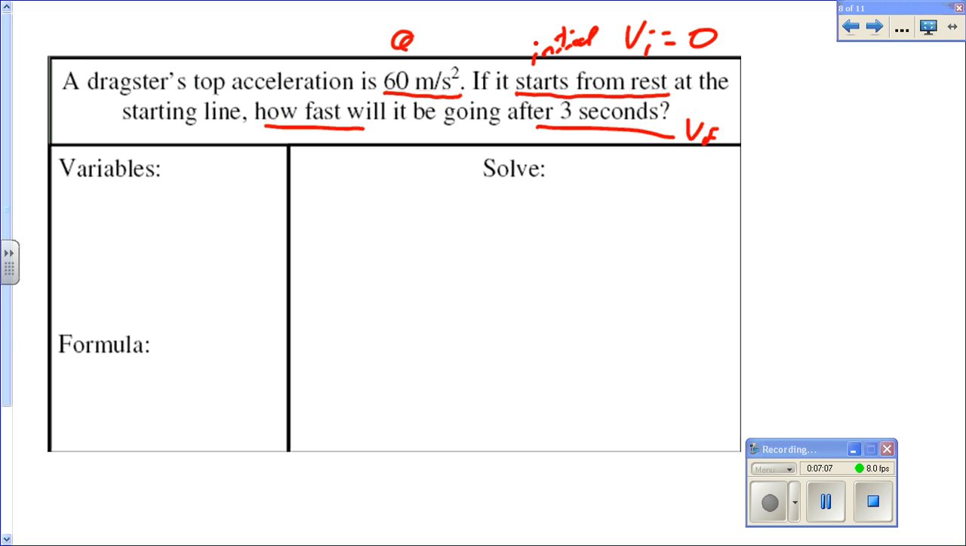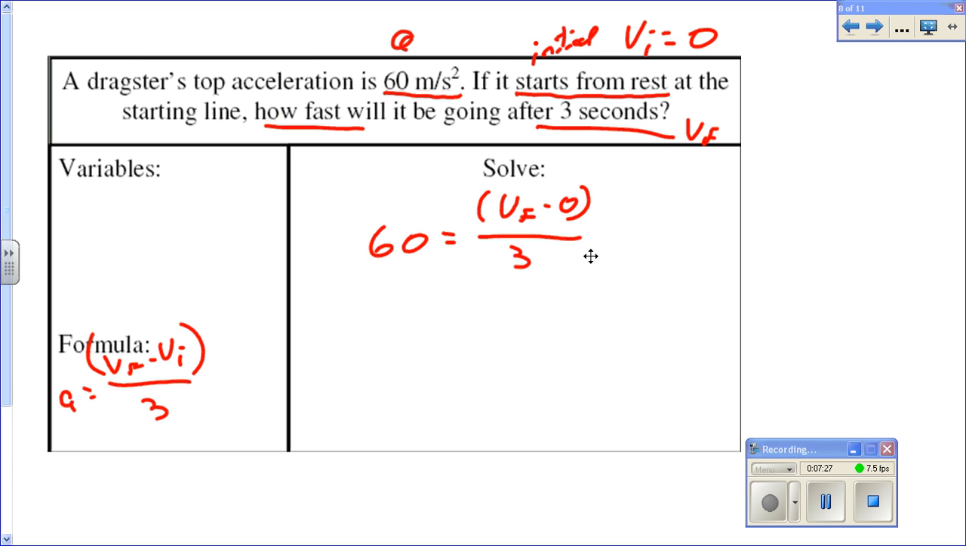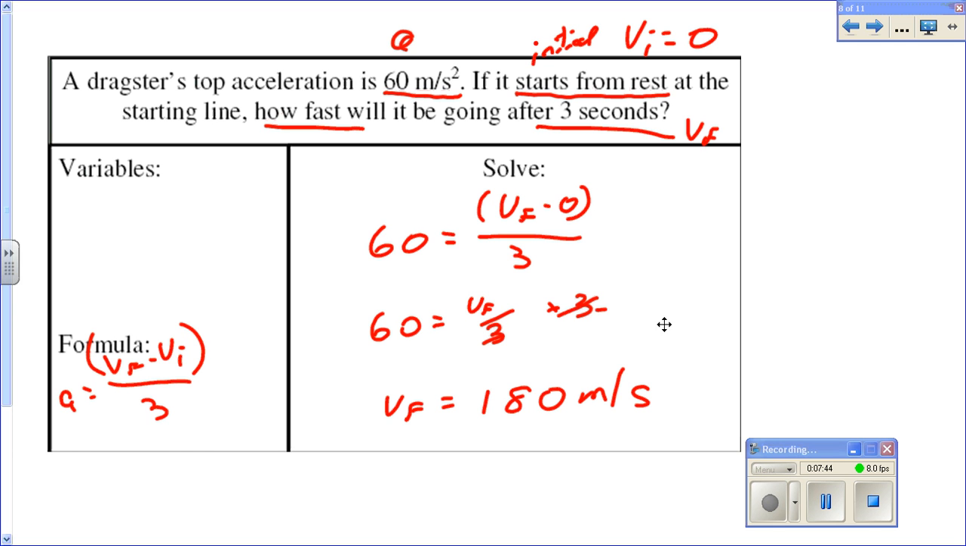All right, so this one's a little bit harder for what we're going to be doing. So A equals VF minus VI over 3. What makes this a little bit easier is the fact that our VI is 0. So when you plug it in, it's 60 equals VF minus 0 over 3, which means we have 60 equals VF over 3. Multiply both sides by 3, and you get VF equals 180 meters per second. Pay attention to your units: velocity is meters per second.